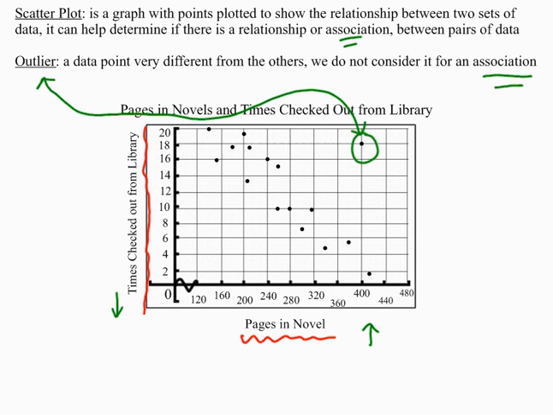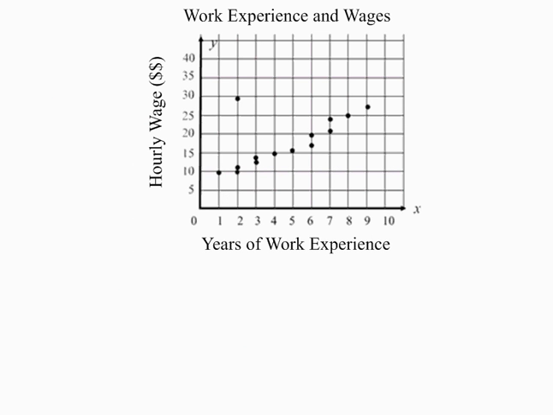Let's take a look at a couple more examples. This one specifically, work experience and wages, and those are our two data sets. One is the years of work experience and the other is hourly wages, and we notice that's in dollars. Let's take a look at the axes for a second, and we'll go back and look at the first one as well. Here we notice on the x-axis everything is going by 1, 2, 3, 4, and so forth.